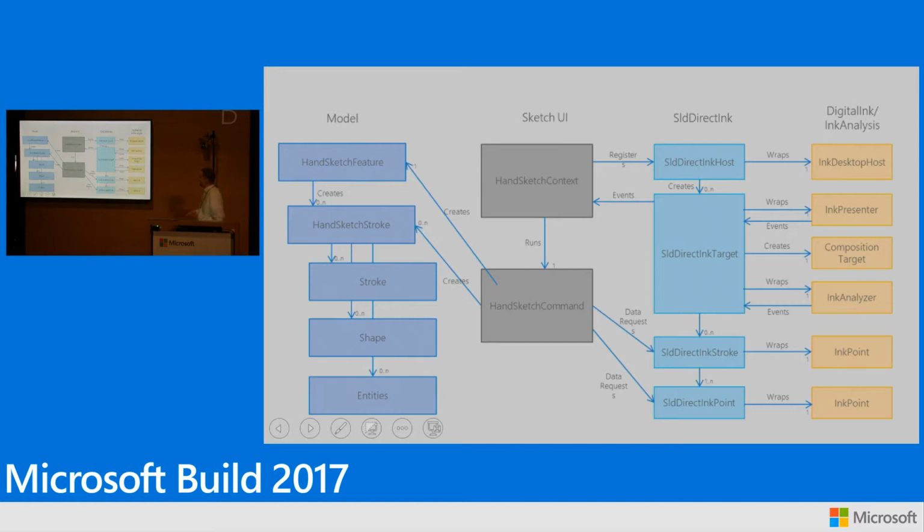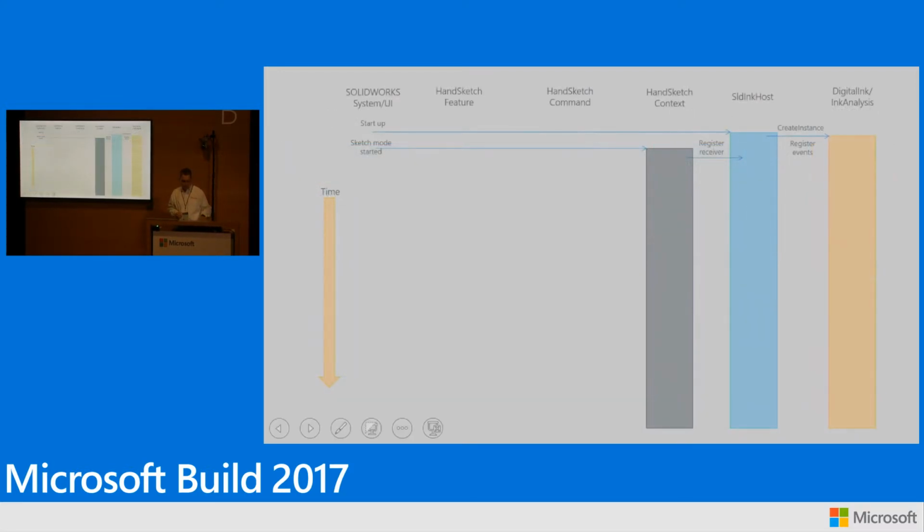But the important part of the slide is the stuff on the far left is our model, all of our strokes, shapes, entities, all the stuff that we'd normally be doing in SolidWorks. We've got a custom thing here running Solid Direct Ink, which is handling our interaction with what's on the right, which is all the digital ink analysis stuff. But it integrates pretty easily.